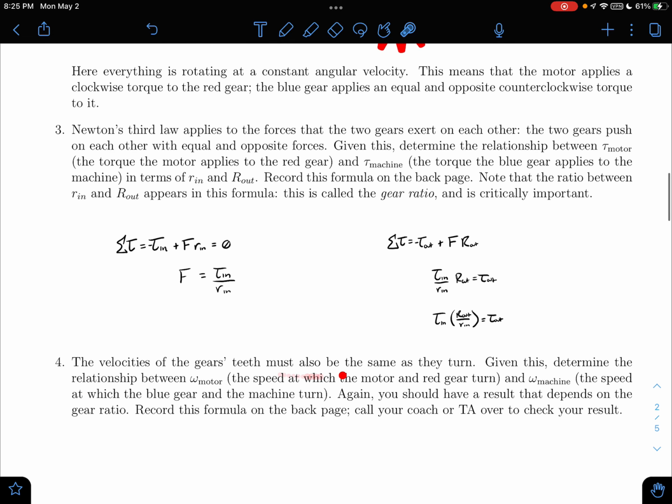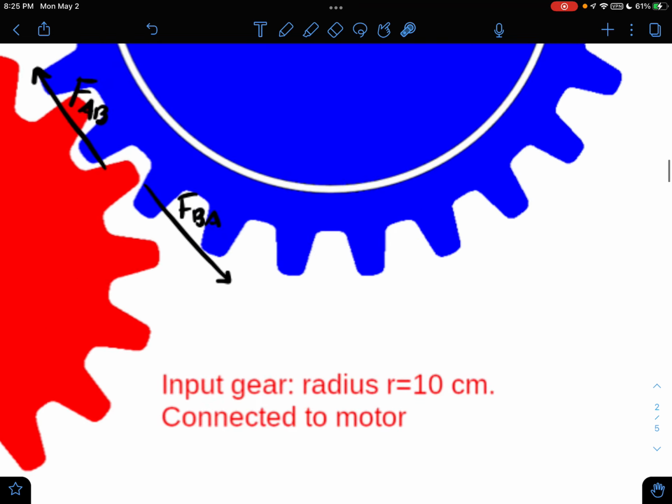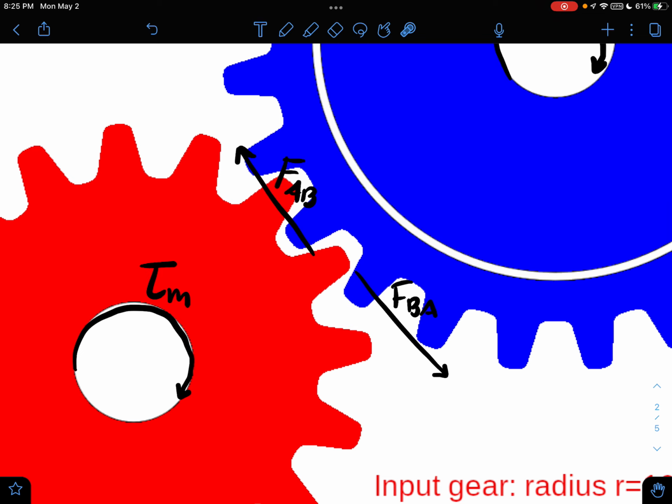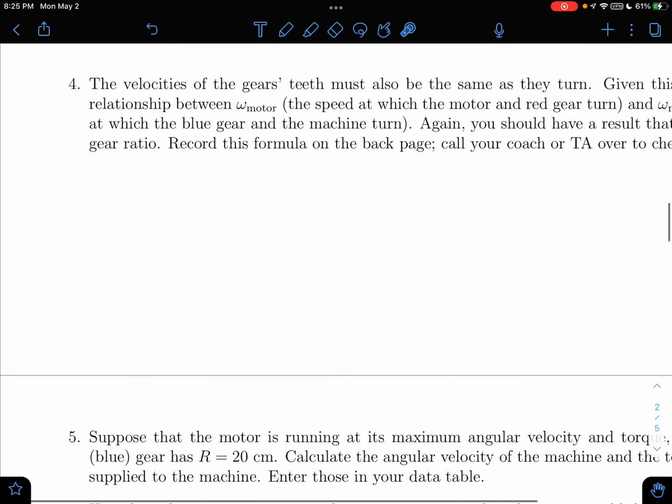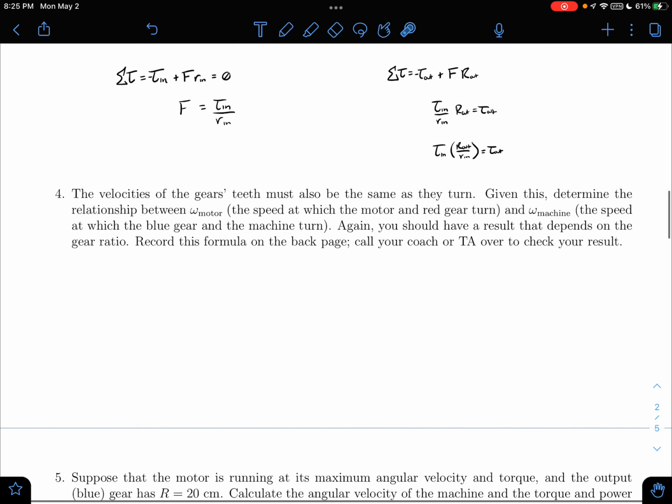The velocities are going to be the same as they turn, because if I zoom in super close, the teeth of the gears are moving in a straight line, and they have to be moving at the same velocity in that straight line. Otherwise, one tooth of the gear would be slipping through the other, and they're solid objects. They can't pass through each other like that. But now we have to figure out, we're going to use that information to get a relationship between our omegas.